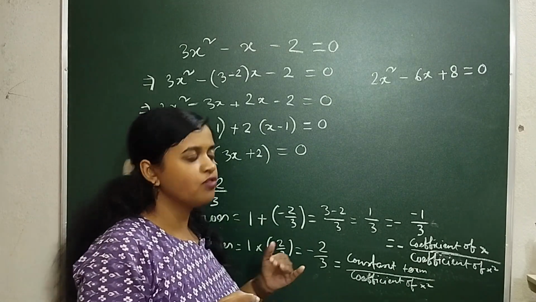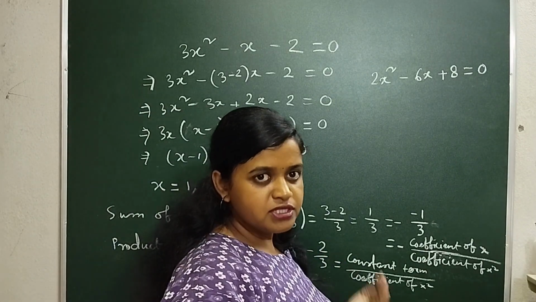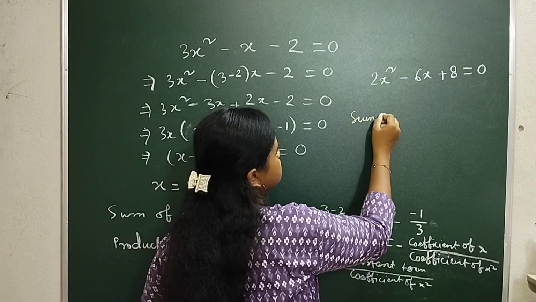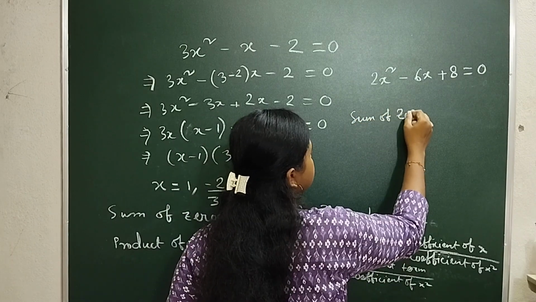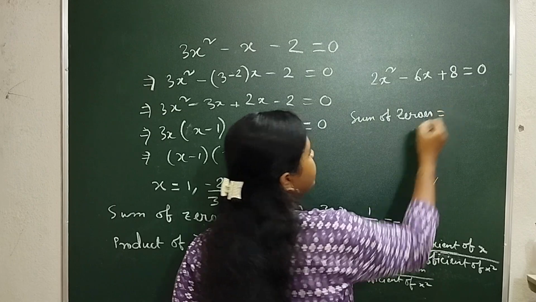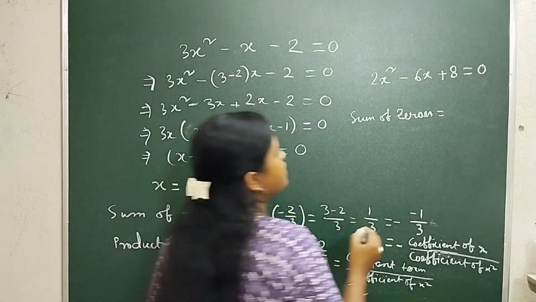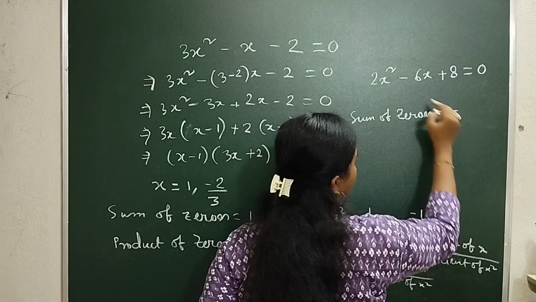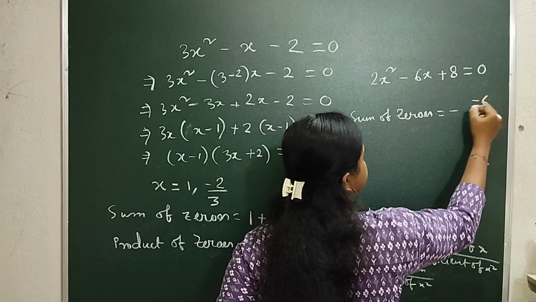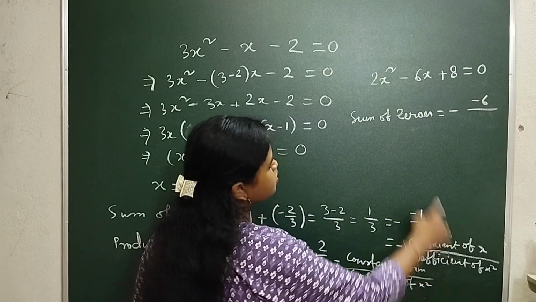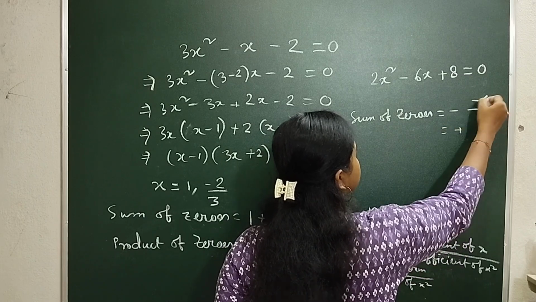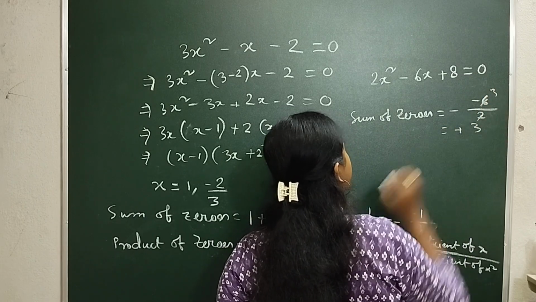So if I ask to find out the sum of the zeros of this polynomial, you can easily find out the sum of the zeros without finding any zeros. Okay, so the formula is what? Minus of coefficient of x. So minus of coefficient of x is minus 6 by the coefficient of x square, that means 2. So minus minus plus, and 2 3s are 6. So this is plus 3.